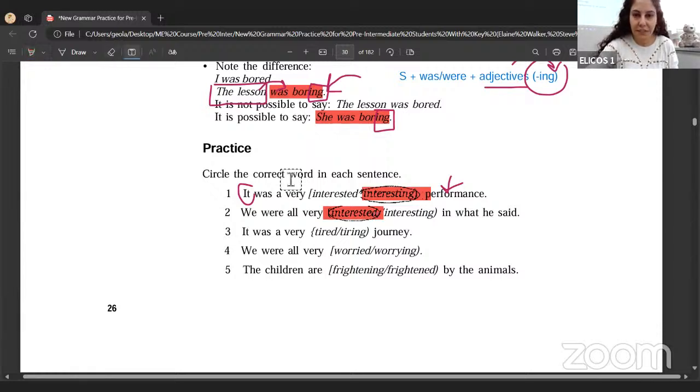Now, this one's a little bit different. It did go with the ed. And this one had the ing. So you could see here we have we were. So we is our subject, plural. So we need were from the verb to be. So we're here, this one, were. We were all very interested in what he said. This is more like a verb, I would say.